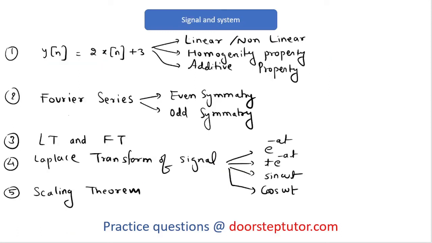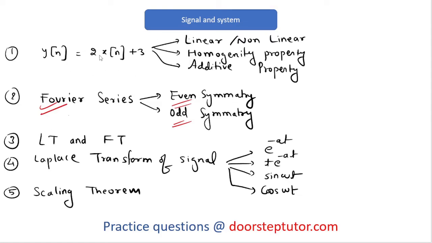From signal and system, they had asked almost 5 questions. The questions were based on the Fourier series, like even symmetry and odd symmetry, what components will be there. Like in even symmetry, will cosine or sine terms be there, or in odd symmetry, will cosine or sine terms be there. Okay, so like this, they had given some questions.